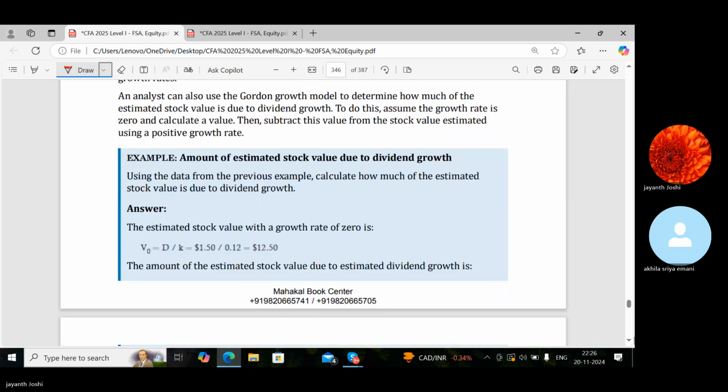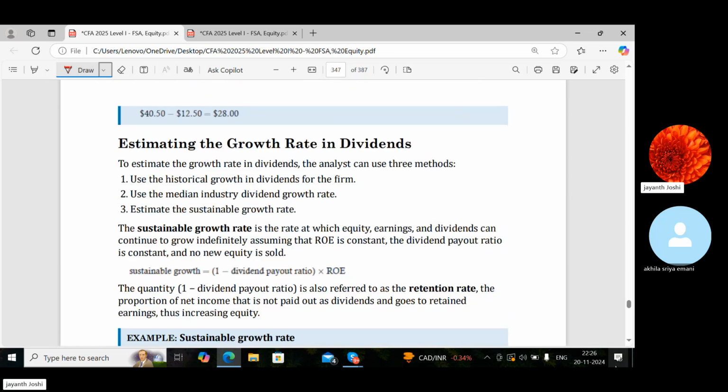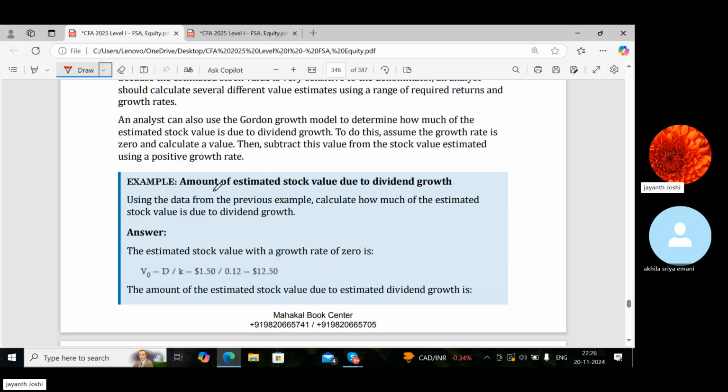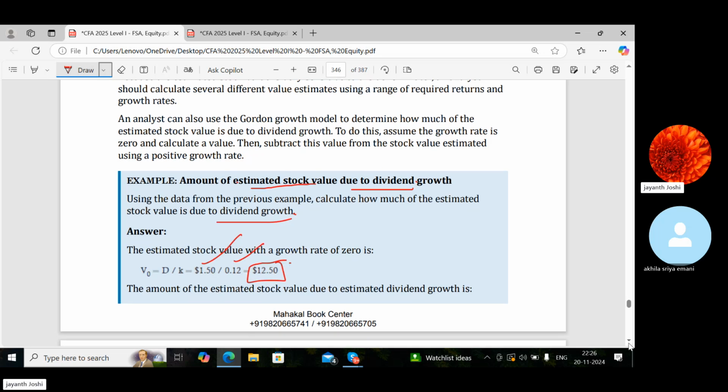Now, next question. They are asking for the amount of estimated stock value due to dividend growth. Using the data from the previous example, calculate how much of the estimated stock value is due to dividend growth. The dividend is 1.50. The cost of equity is 0.12. So the stock value is 12.50.